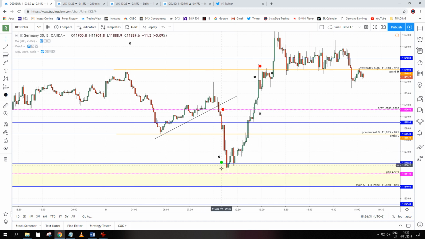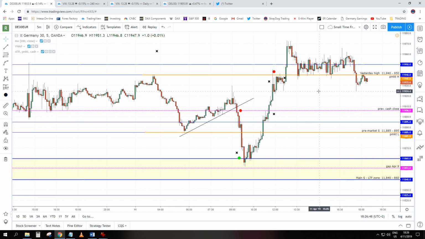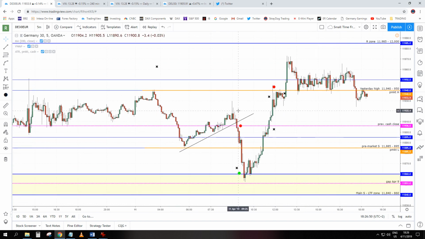And now from here, the first target, which really doesn't pay much, is to close something near the pre-market support, but it is better to use this previous cash close, although it was already filled here, as a first target. And the second target is, if you can, to hold into the yesterday high zone.